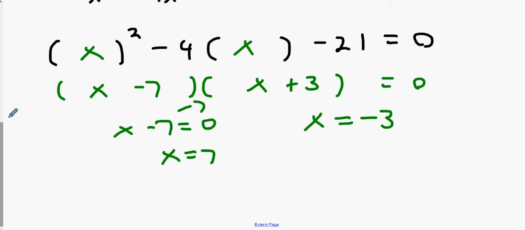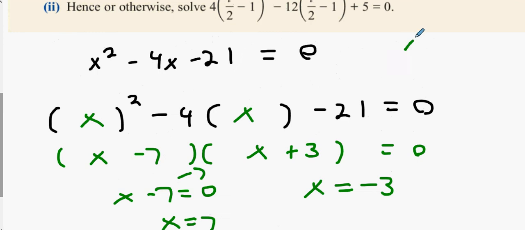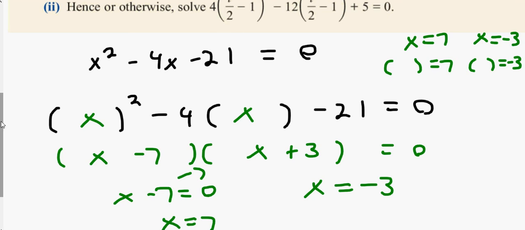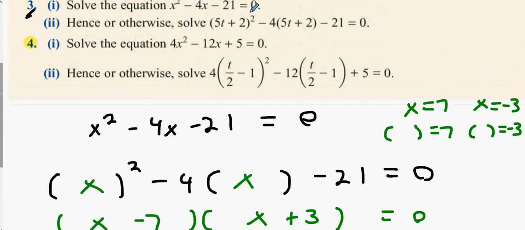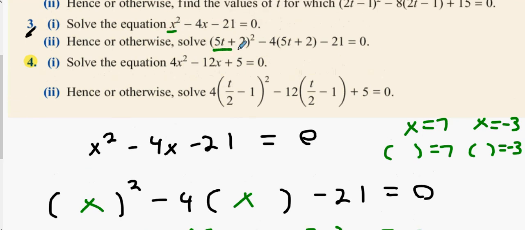So what are our two answers? X equals 7 and, or whatever is in the brackets equals 7 and whatever is in the brackets will equal minus 3. Now, anybody care to tell me what I'm going to throw into the brackets this time? Look at the pattern. Instead of X, what do you have in the next one? It's exactly the same thing, isn't it? Look. 4 minus 4, minus 21. The only difference is instead of having X, you now have 5t plus 2.